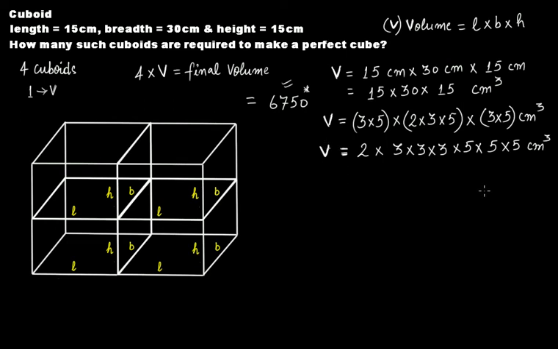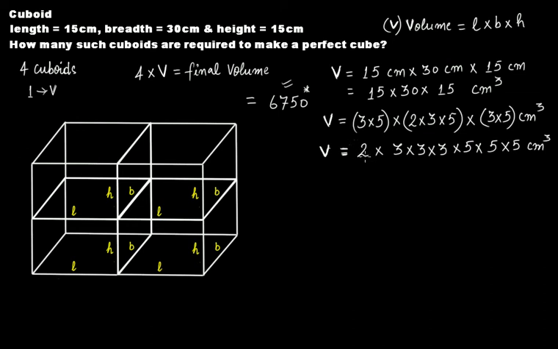Now, if this has to become a perfect cube, then you know the condition of a cube: in a cube all the prime factors are present 3 times. We have discussed this. In a square number, all the prime factors are in pairs, that is 2 times only. But if it is a cube number, then all the prime factors have to be 3 times. Here we have 2 only 1 time.